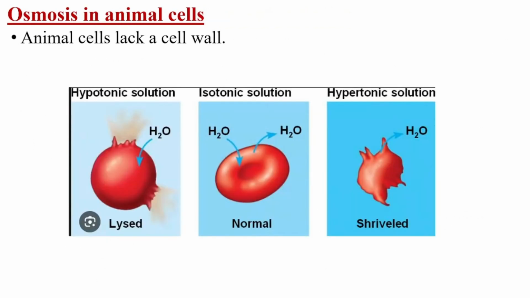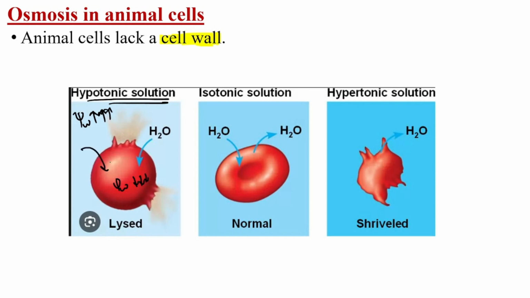Clear? Now let us understand the same mechanism, like how osmosis takes place in animal cells. Important point to remember is animal cells lack a cell wall. The outer boundary in the animal cell is the plasma membrane. They do not have a cell wall. So what actually happens is, if you take an animal cell and put it in hypotonic solution, what do I mean by hypotonic solution? That means water potential is high in the beaker and less in the cell.